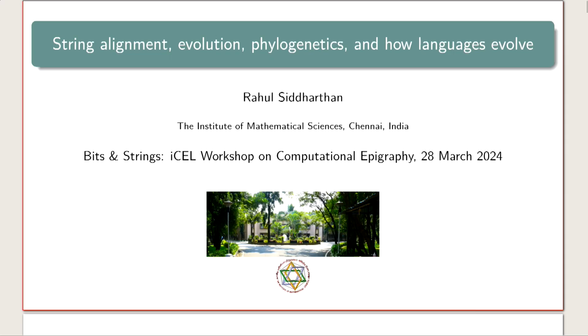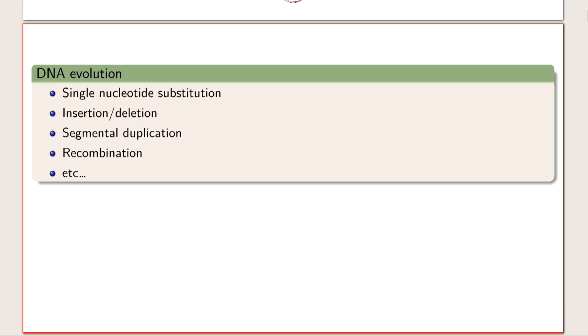Okay, so my original plan was to talk about string algorithms because that seemed to be relevant to finding common substrings in texts and things like that, which epigraphists do. But I won't talk about that very much. But instead, essentially, let's start with how DNA evolves.